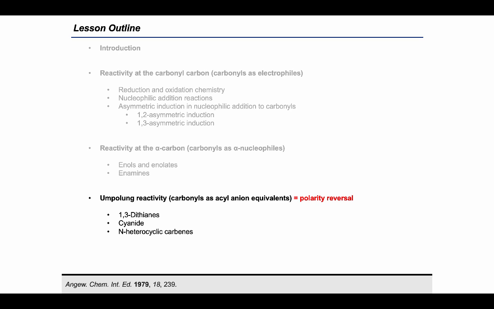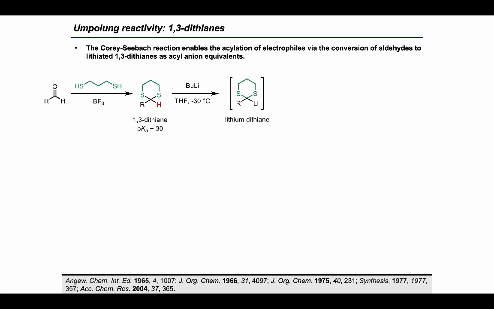Aldehydes are converted to 1,3-dithianes, which are cyclic thioacetals with a bridging propylene moiety, by double nucleophilic addition of 1,3-propanedithiol. This is analogous to acetal formation with diols. Unlike acetals, however, 1,3-dithianes are resistant to hydrolysis and strong bases. The thioacetal group also acidifies the carbonyl proton sufficiently for deprotonation by very strong bases. Butyl lithium is typically used as a base, generating the lithium dithiane species shown. This can be thought of as a masked acyl anion, as the polarity of the carbonyl carbon, which is now very nucleophilic, has been reversed.